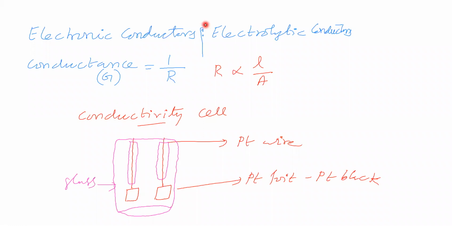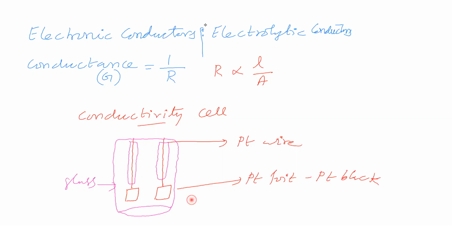Now let us see this length. L means length. L is called the distance between these two electrodes. Then A is called the area of cross section of this electrode.